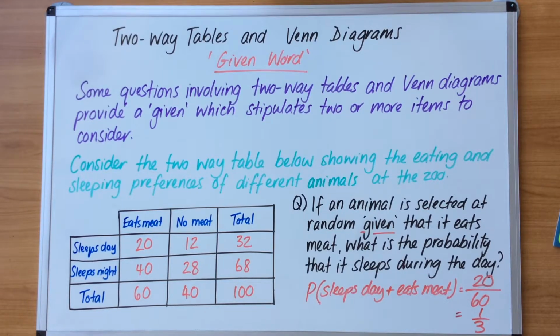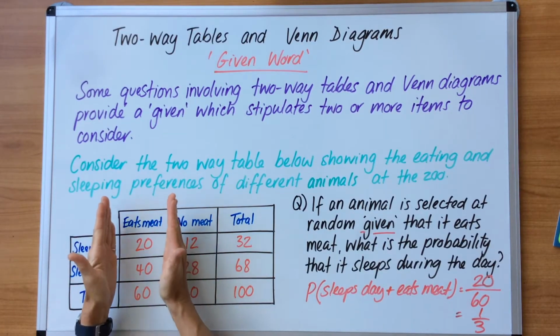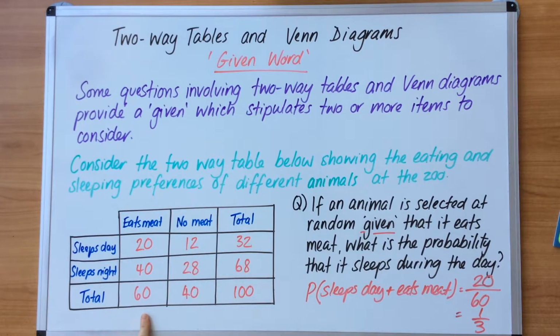So when reading given questions like this, given that it eats meat, we focus on the eats meat column straight away, and that is your new total, your new population total. Then you look at the second category of sleeps in the day, and you can circle that when you get these questions on your two-way tables. Absolutely fine. So you know it's 20 over 60. We've got that written here, and we simplify down to 1/3.